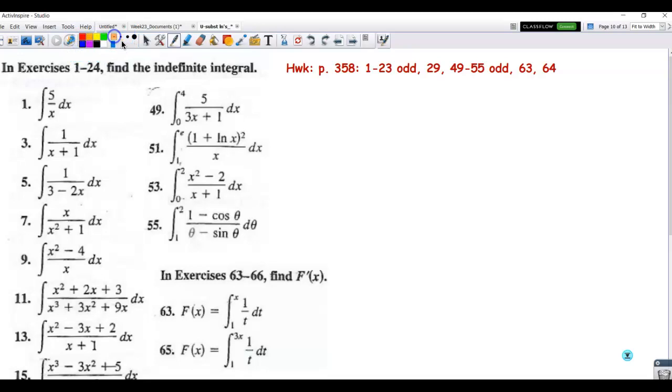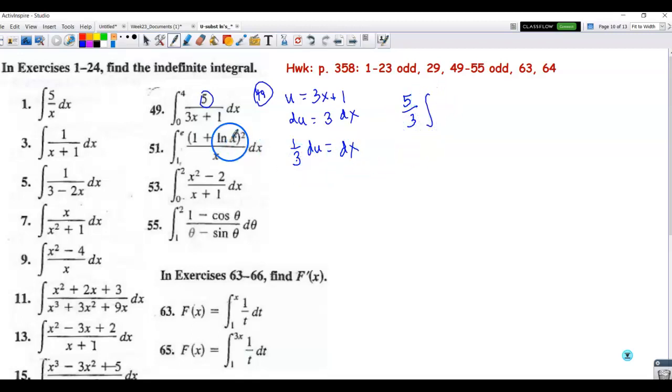Beginning with problem number 59, I'm going to let u equal the denominator, 3x plus 1. This is 49. And du is equal to 3 dx. I do not need the 3, so I'm going to divide it to the other side, and I get dx. I have a coefficient of 5 that I'm going to bring to the outside by integral properties. I'm going to bring my 1/3, so I divide by 3. I'm going to end up with 1 over u, replacing 3x plus 1 with u, and the dx with the du and the 1/3 that's already there.